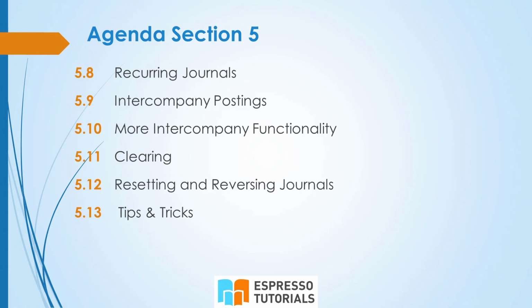If there are journals that are the same every month, I'll show you how to set up recurring journals. I'll talk about intercompany postings and the related functionality, and then I'll go on to the other transactions that you can use in the general ledger, such as clearing, reversing, and resetting. Then there are a few tips and tricks at the end.